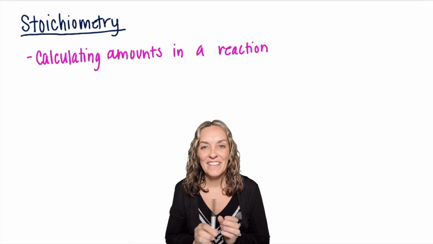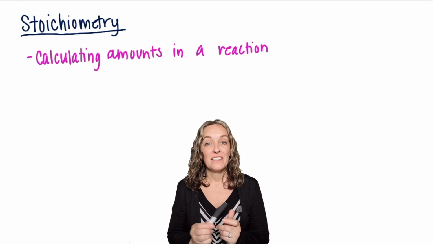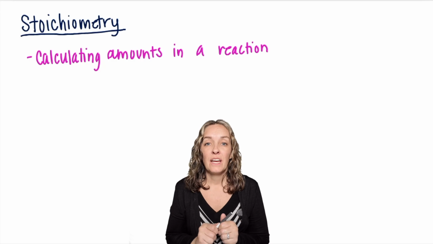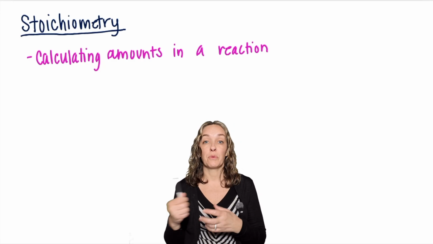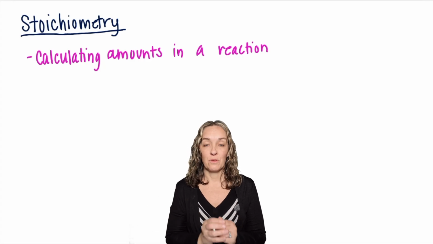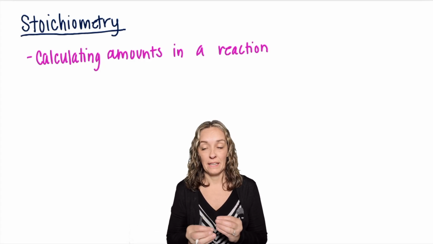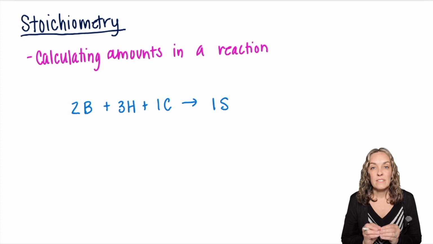All right, today we are going to go over stoichiometry. Stoichiometry is just a fancy word for calculating the amounts in a chemical reaction. So this is where we're going to put the math or the numbers into the reactions that we've been predicting and balancing.